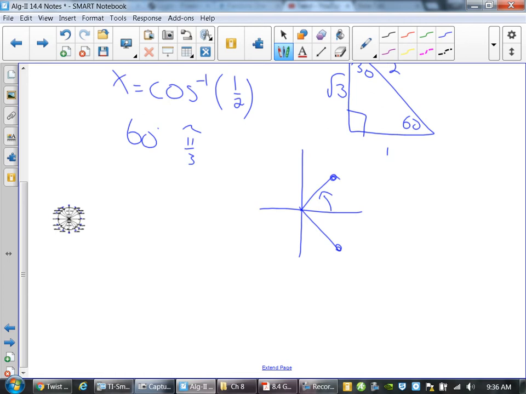So if this is up 60, this is down 60. So what would this terminal side be? 300. So you have two separate answers that give you the cosine of 1/2 within a revolution.